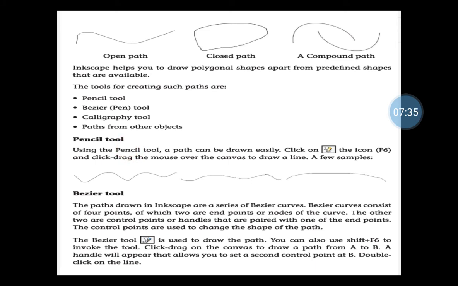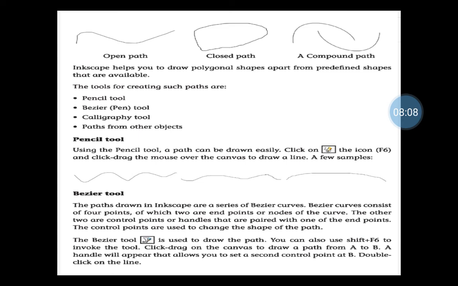Next one is the Bezier tool. The paths drawn in Inkscape are a series of Bezier curves. Bezier curves consist of 4 points, of which 2 are endpoints or nodes of the curve. The other two are control points or handles that are paired with one of the endpoints. The control points are used to change the shape of the path.